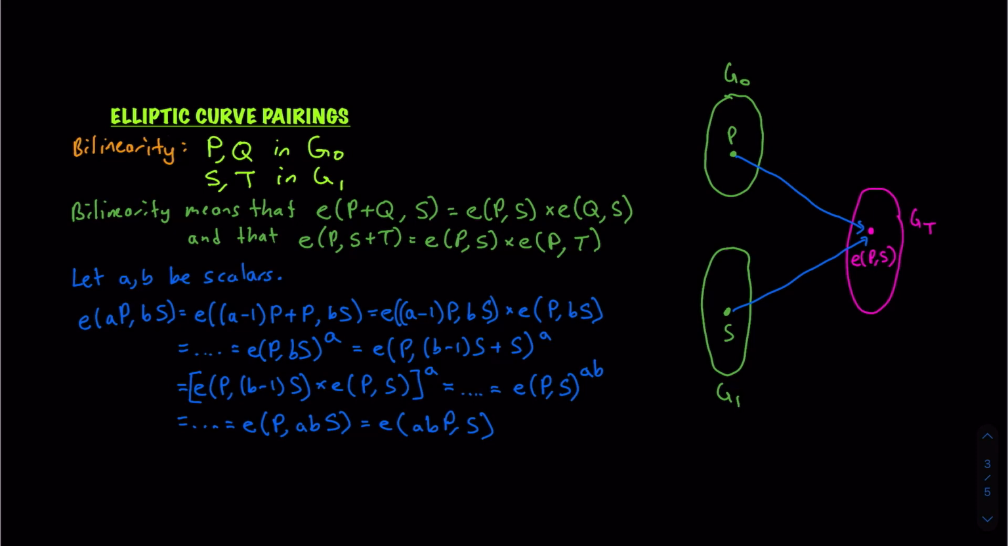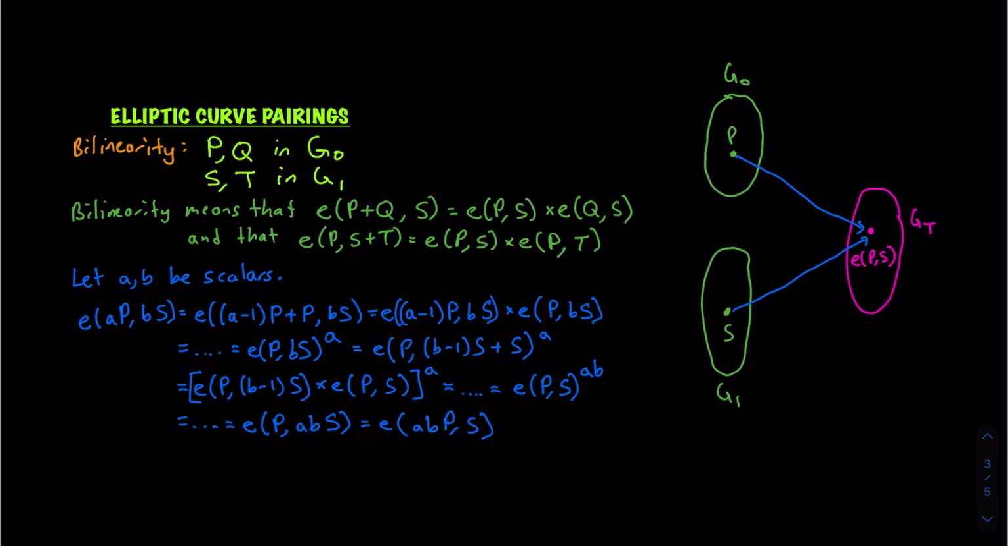So little a and little b are scalars. If we have E of AP, comma BS, we can see that this equals E of (A minus 1)P plus P, comma BS, which equals E of (A minus 1)P, comma BS times E of P, comma BS, which equals ... and we can keep on going with this, and it equals E of P comma BS to the power A.